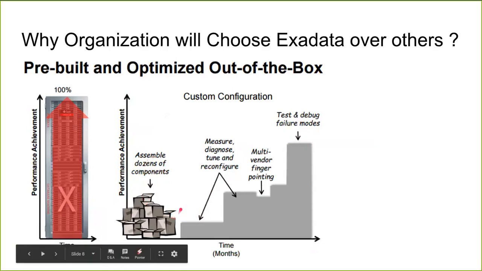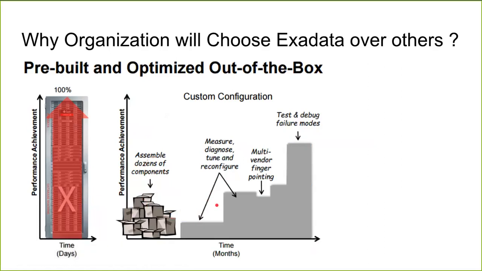Then comes measuring, diagnosing, tuning, and reconfiguring the system. Then there is something called multi-vendor finger pointing. Multi-vendor is nothing but you have your VMs or servers running from IBM, and your storage is from HP. Now there is a performance problem. The server guys would point their hands towards the storage guys. The storage guys would point towards the network team, and so on.